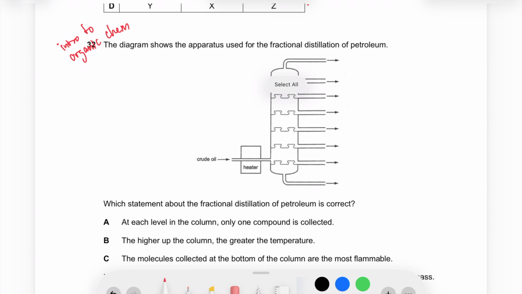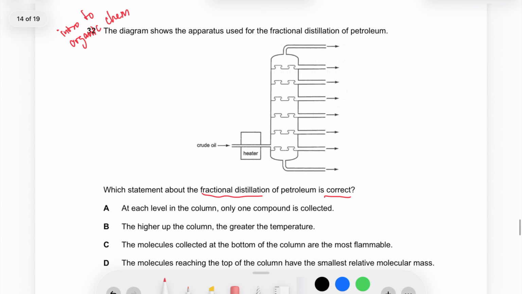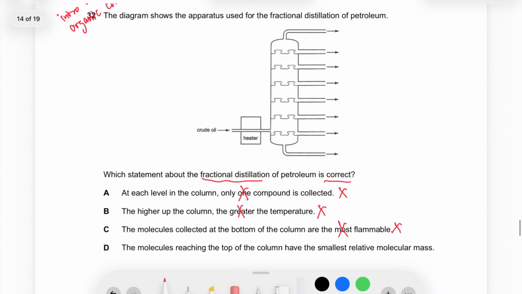Which statement about the fractional distillation is true? At each layer only one compound. No, that's not true. It's actually a mixture. The higher the column, the greater the temperature. That is wrong. It's lower the temperature. The molecules collected at the bottom are the most flammable. No, they are the least flammable because they have the highest boiling point. So it's wrong. The molecule that reaches the top of the column has the smallest Mr. That is true. So answer is D.